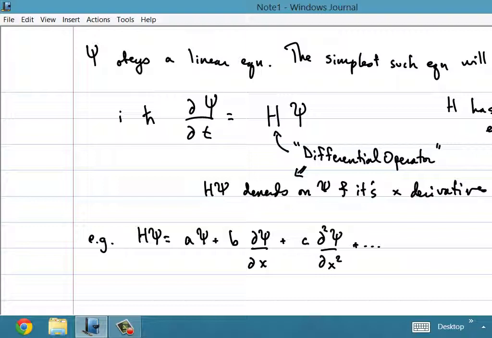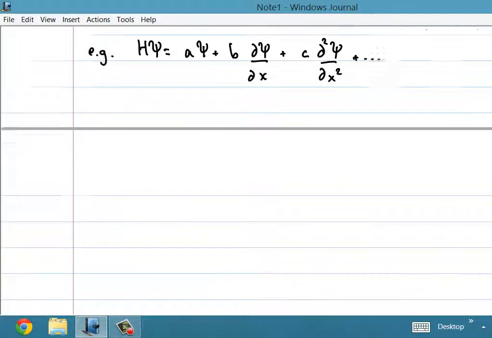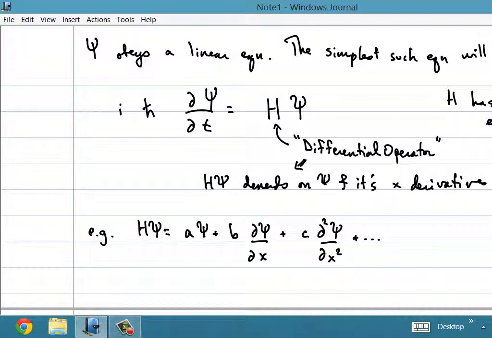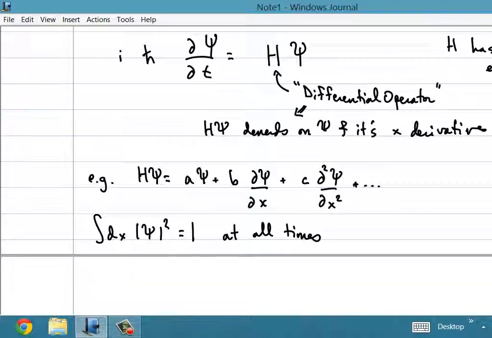Okay. So there's one more thing which we can say about the form of this equation, which is that it must respect the fact that the sum of all probabilities has to be equal to 1. So in particular, the integral dx of psi squared from minus infinity to infinity has to be equal to 1. That's just a statement that the total probability that the electron is anywhere has to be equal to 1. That has to be true at all times. So we can take the derivative of this equation with respect to time to get some idea of what this operator h should look like.